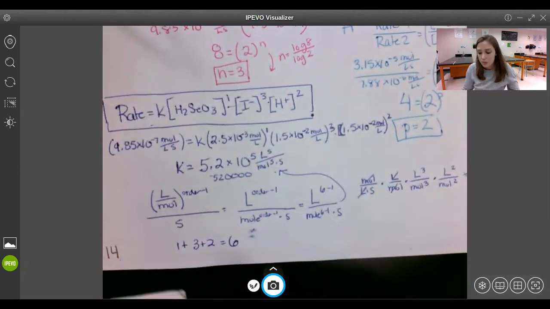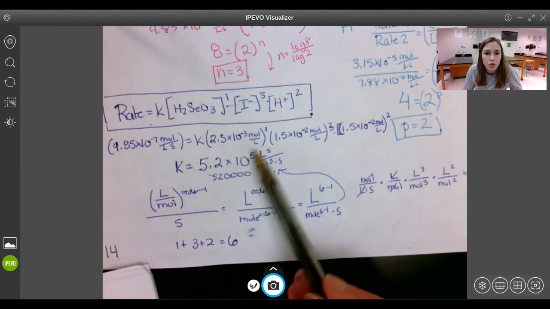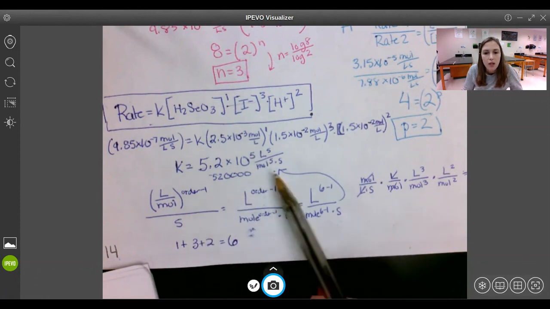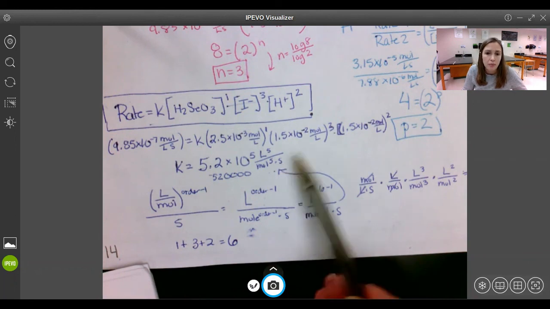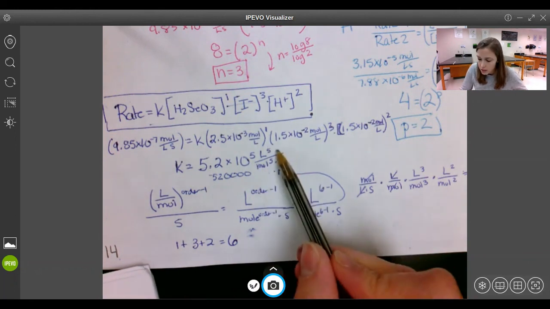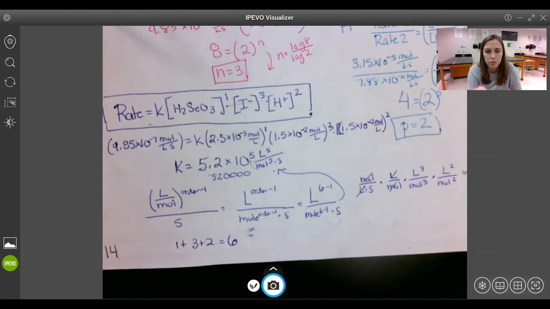Okay, so you need to be able to easily find these units one way or another. Also, knowing how this works can help you take units and know what the order of reaction is. So you can kind of work the other way. So I can look at these units and know that this must be an overall 6th order. Okay, so that's a little bit about just having to find the rate constant and how to determine those units. So hopefully you'll feel a little bit better before you do the practice tonight.